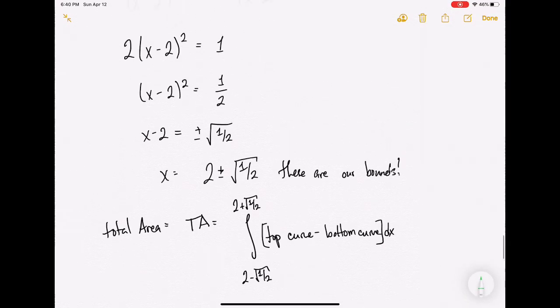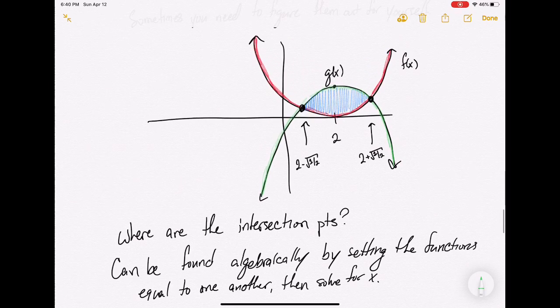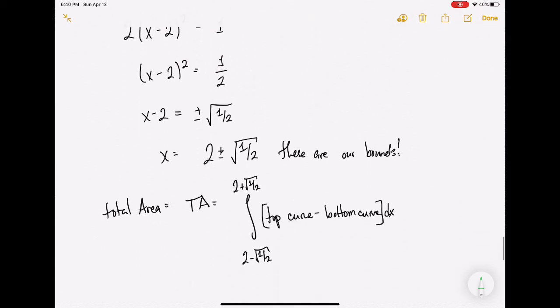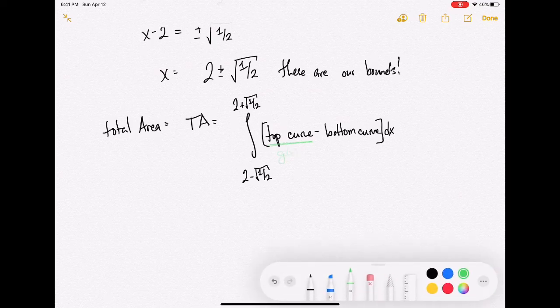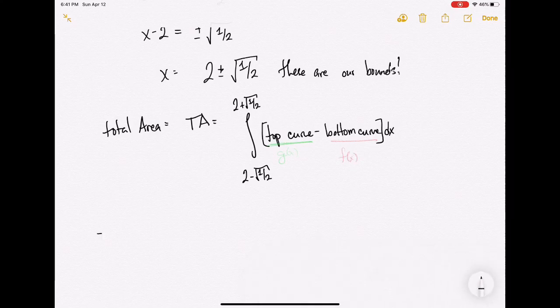And hopefully somebody can scroll up, tell me what the top curve is, at least in that interval. In the interval, the top curve is g of x. And in that interval, the bottom curve is, of course, the only other choice. And if we remember what they were, g of x was negative (x minus 2) squared plus 1, minus f of x, which was (x minus 2) squared, dx.